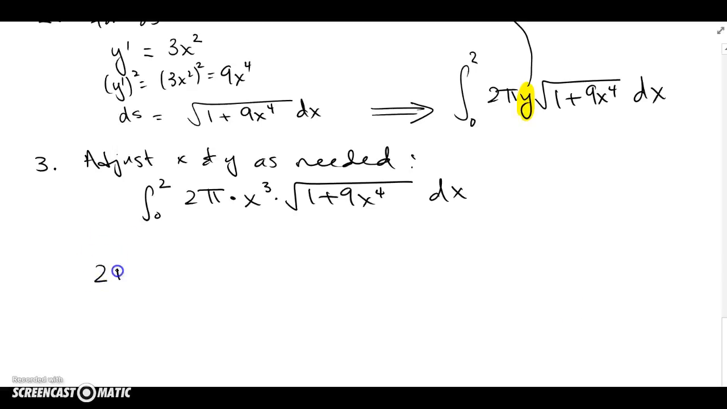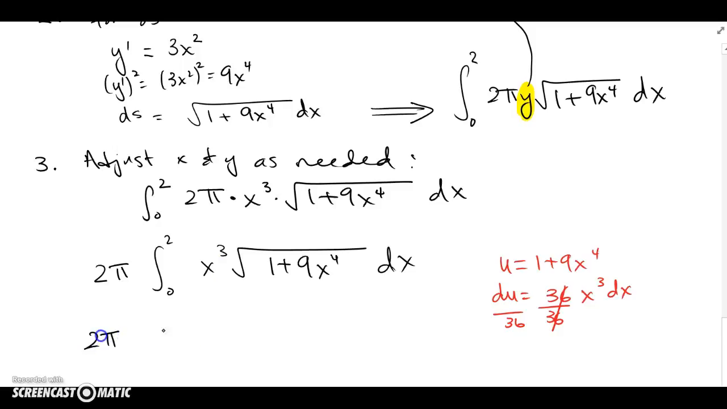I'm going to pull out the constant 2 pi, integral from 0 to 2 of x cubed times the square root of 1 plus 9x to the 4th dx. Even though it looks ugly and complicated, things might be okay because it looks like a simple u sub. If I let u be this expression under the radical, it looks like my du will pick up this x cubed that's sitting here. So let's do a quick u sub.